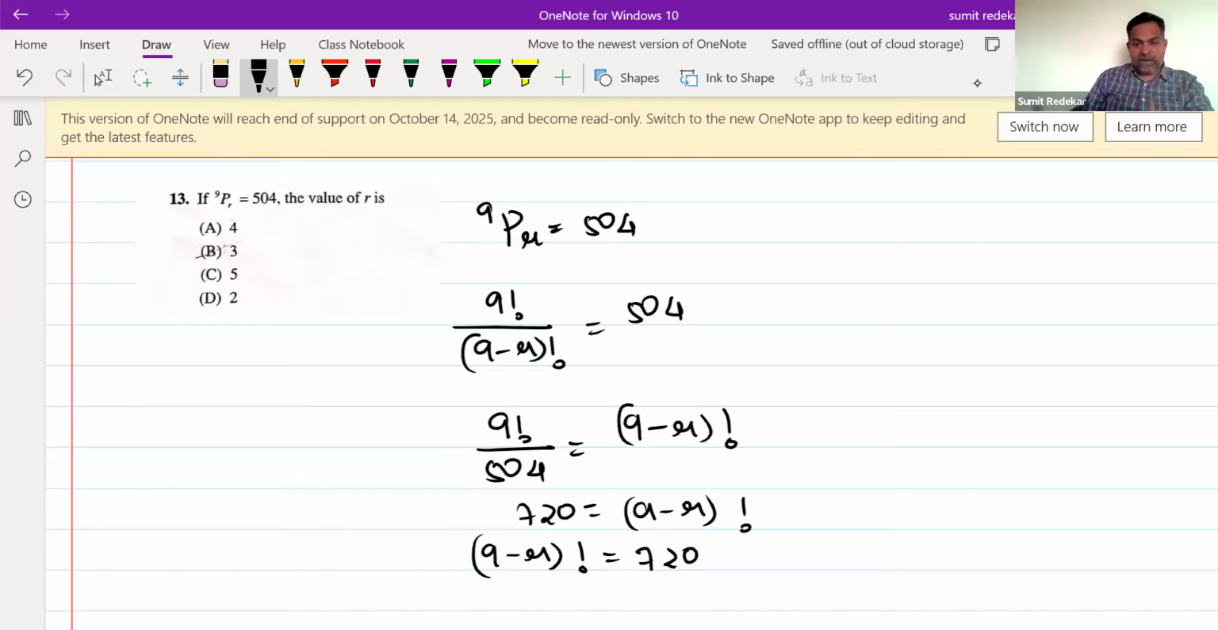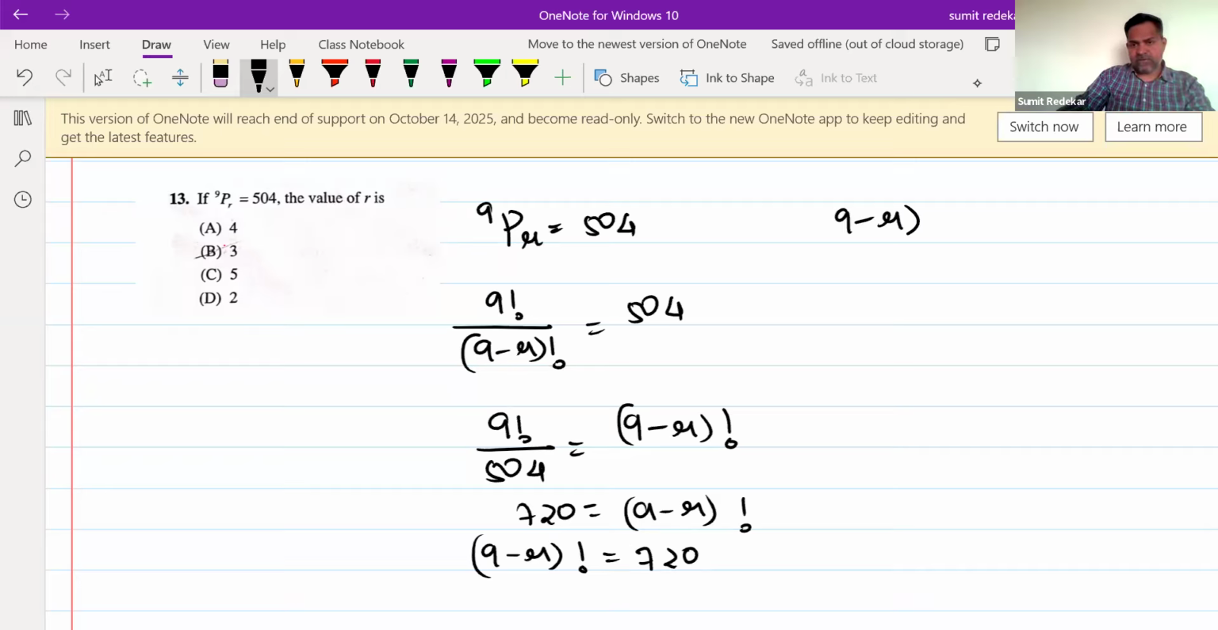Now, अगर राइट वाला किसी का फैक्टोरियल तो लेफ्ट वाला भी किसी का फैक्टोरियल होना ही चाहिए. 720 किसका फैक्टोरियल है? 1 का फैक्टोरियल 1, 2 का 2, 3 का 6, 4 का 24, 5 का 120 एंड 6 का 720. तो कहना चाहिए 6 फैक्टोरियल हो जाता है.